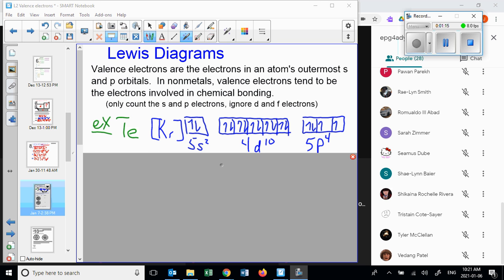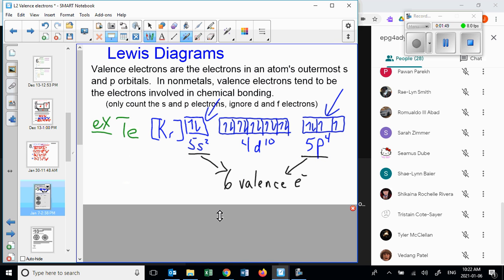Okay, I said a minute, it's probably less than that, but you've got this jotted down. And according to this, valence electrons are the electrons in an atom's outermost s and p orbitals. Now, if you use the shortcut, the only electrons you're showing are 5s2, 4d10, 5p4. Those are the outermost electrons. And if we're saying only the s and p orbital electrons, these are the valence electrons. 2 from the s, 4 from the p. That's a total of 6 valence electrons. Okay?